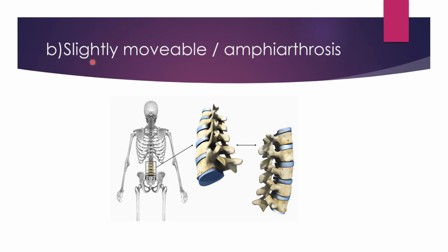The second type of joint is the slightly movable joint, and it is also called amphiarthrosis. Slightly movable joint means it will show a limited amount of movement. For example, the joints that are present between the vertebrae. Here in the diagram you are seeing two vertebrae, and the blue portion is the joint that is connecting these vertebrae. This is a slightly movable joint.